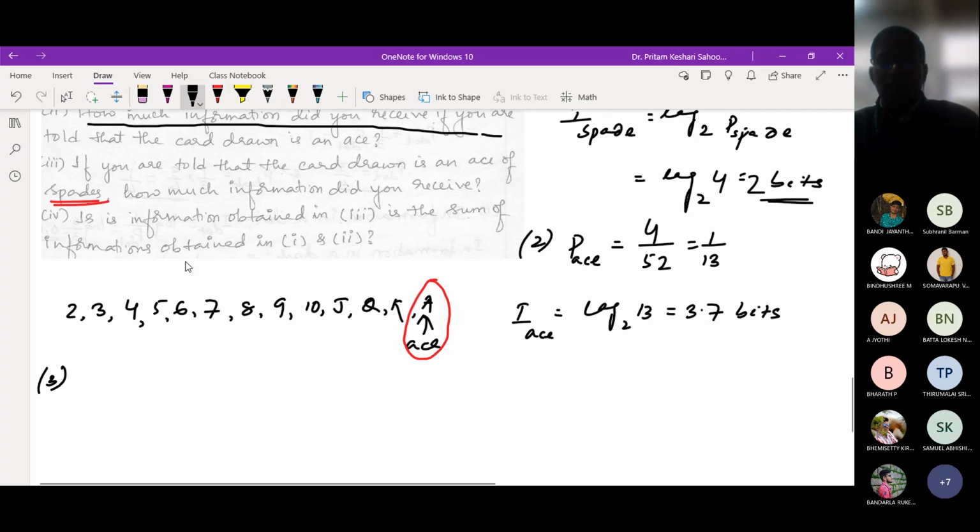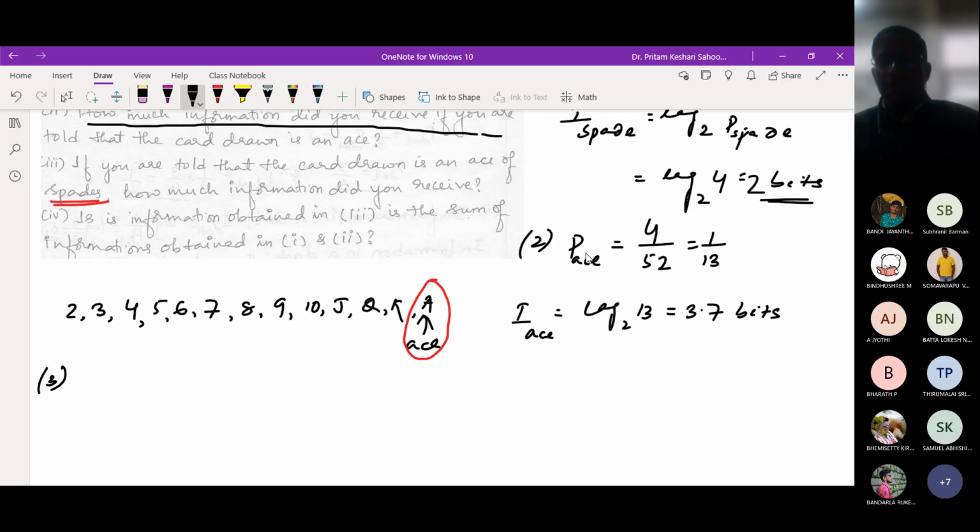Try to understand the question. We calculated what is the probability of spade. We calculated what is the probability of S. Now the question is, when you draw one S, it is not a random S. It is an S of type spade. Then how much information did you receive?